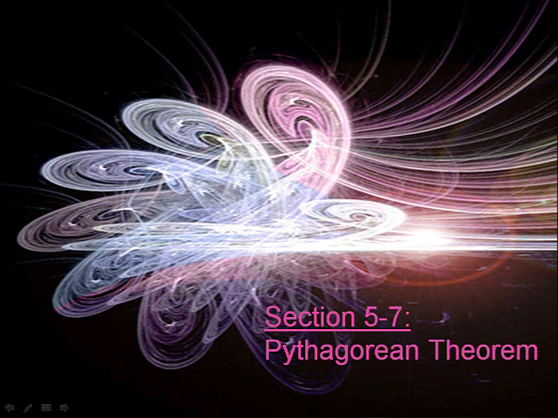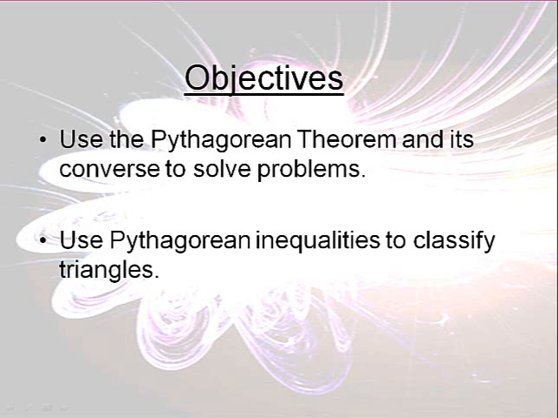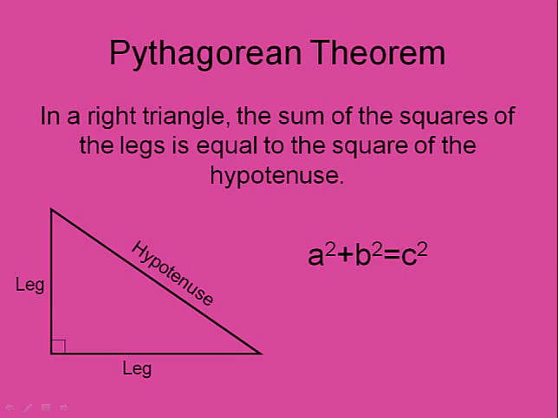Section 5-7, the Pythagorean Theorem. The objective of this lesson will be to use the Pythagorean Theorem and its converse to solve problems, and to use the Pythagorean inequalities to classify triangles.